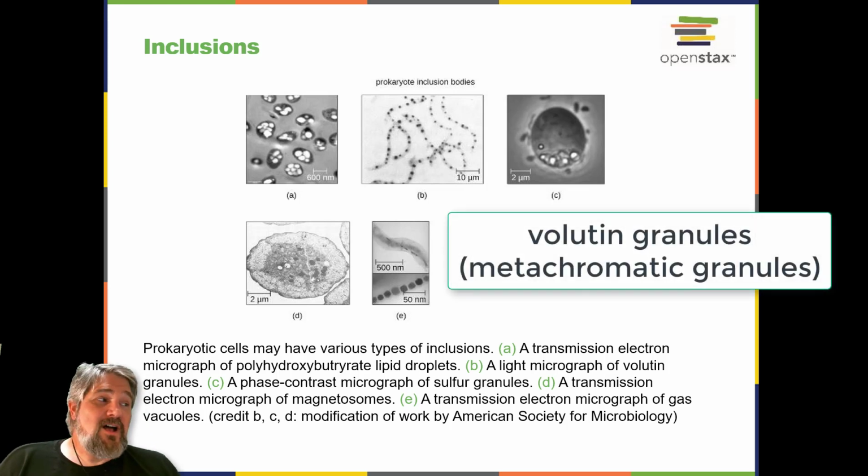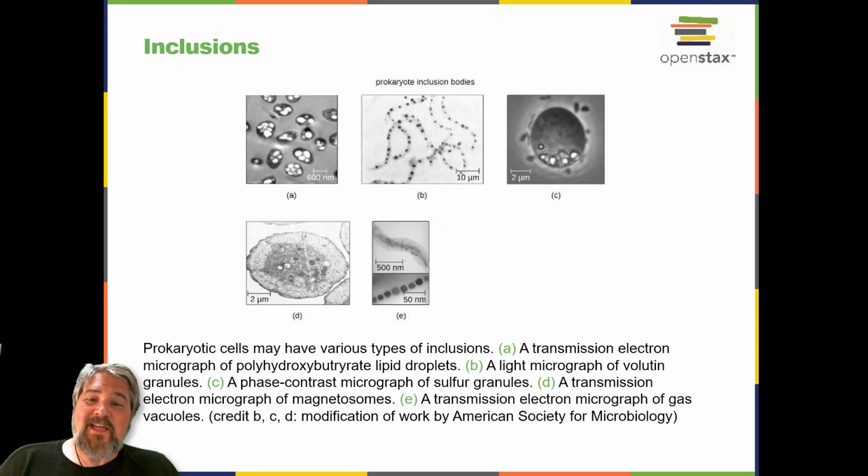Volutin granules, also called metachromatic granules because of their staining characteristics, are inclusions that store polymerized inorganic phosphate that can be used in metabolism and assist in the formation of biofilms. Microbes known to contain volutin granules include the archaea Methanosarcina, the bacterium Corynebacterium diphtheriae, and the unicellular eukaryotic algae Chlamydomonas.